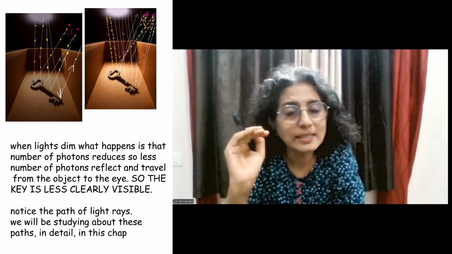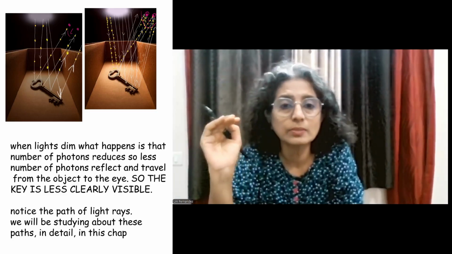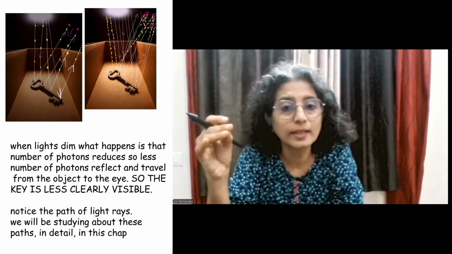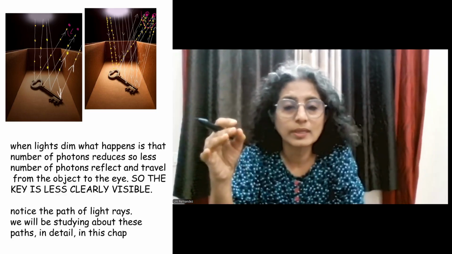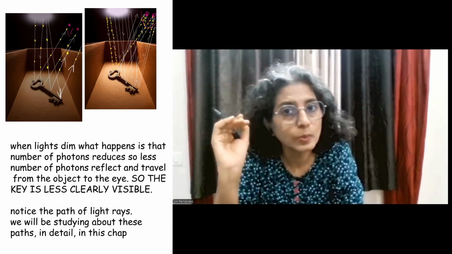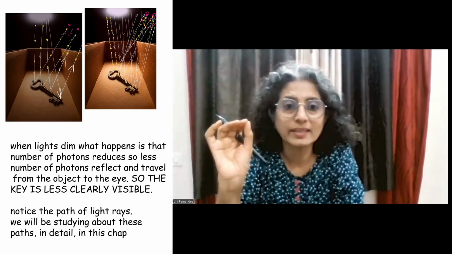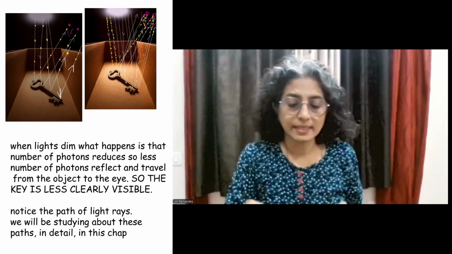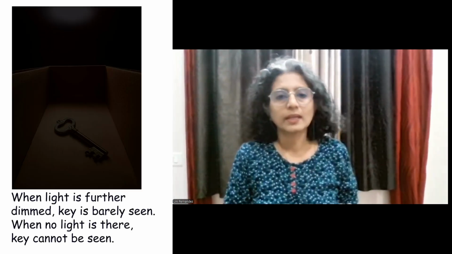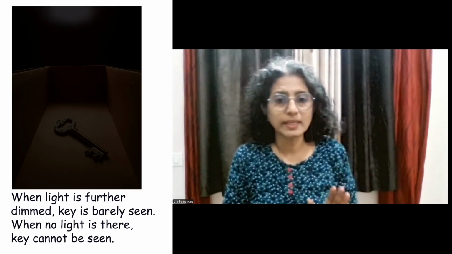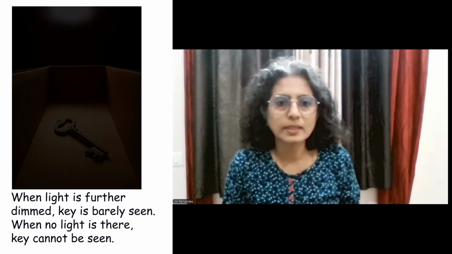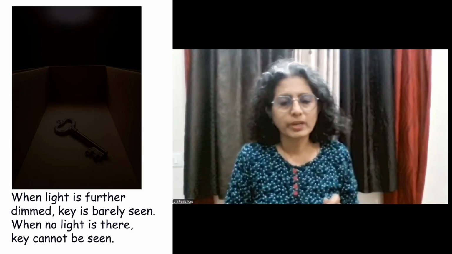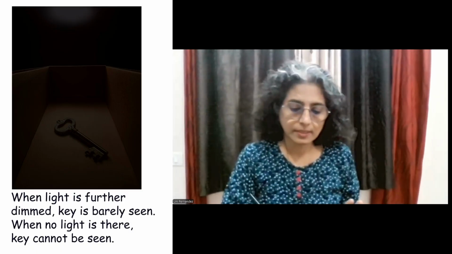When there is less light, the key is less visible. When the light is bright enough, you can see the key clearly. And when there is no light, it will not be visible. So the eyes are still working fine; you need light. Now notice the path of light rays. We will be studying about these paths in detail in this chapter. Here, when light is dim, the key is very faint. You might miss it also. When no light is there, it cannot be seen.